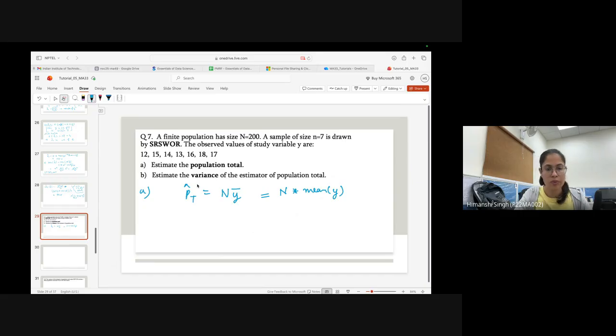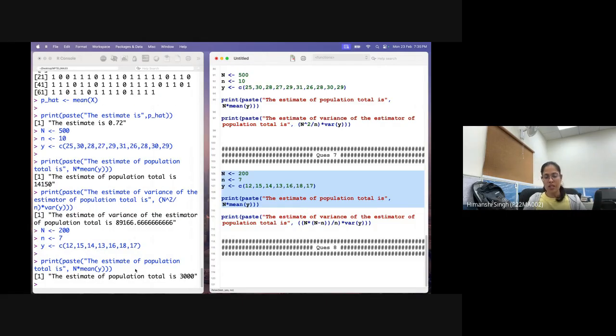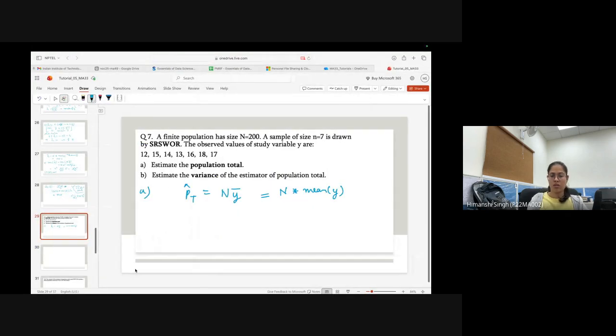Let me show you. This is question number 7. I have stored these values in y, and here I've just written the code. Here it is giving me the estimate of the population total, which is coming out to be 3000.